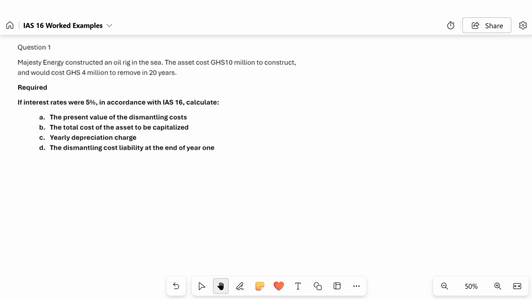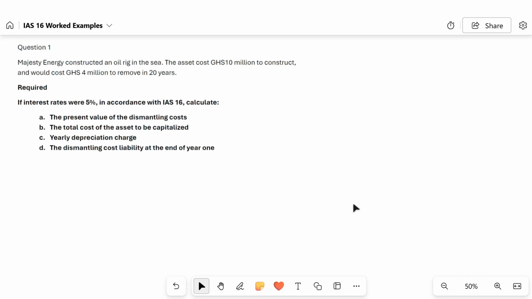The present value of these costs should be capitalized with an equivalent liability setup. The discount on this liability would then be unwound over the period until the dismantling costs are paid. This means that the liability increases by the interest rate each year, with the increase taken to finance cost in the statement of profit or loss. You may need to use the interest rate given and apply the discount fraction to get the present value of the dismantling costs. Question 1.